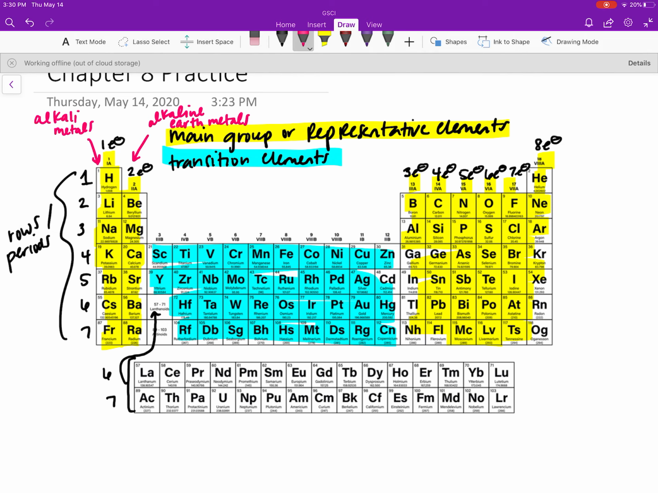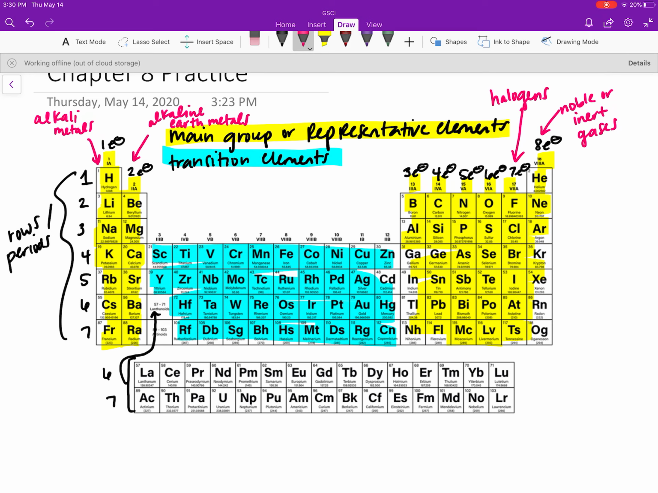On the other side, I'm going to have in group 8A, these are going to be our noble or inert, just like the physics term we learned, gases. And then right next door to that, group 7A, these are going to be our halogens.